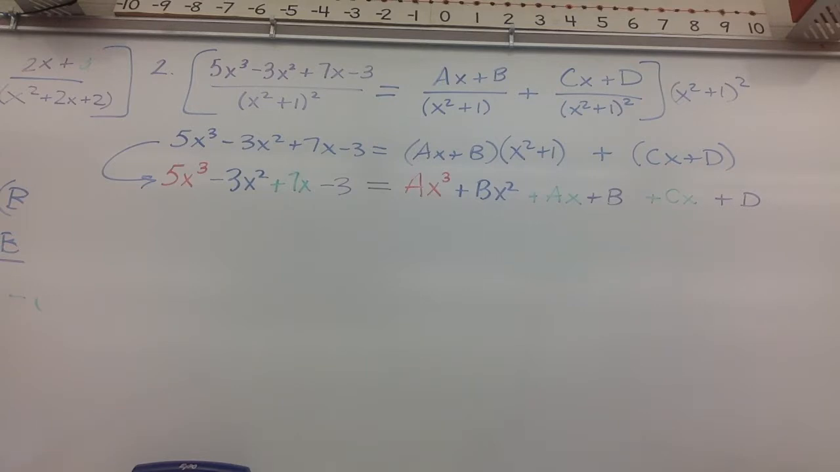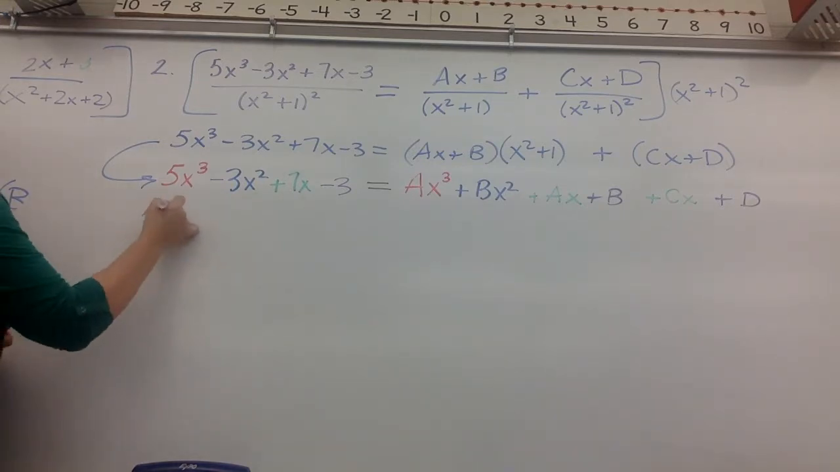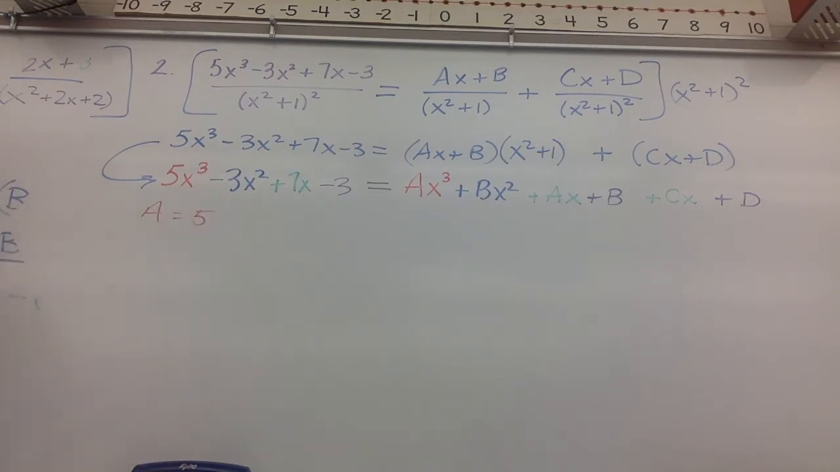All right, so also I think that B is pretty obvious. B is what? Negative 3. They're the only quadratic terms. So let's make a list. I have A is 5. Great. I have B is negative 3.